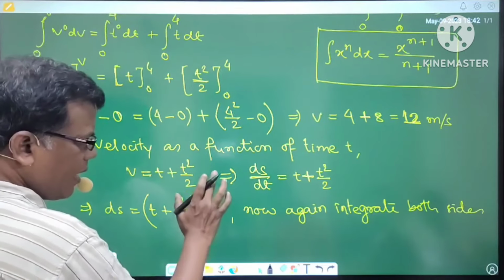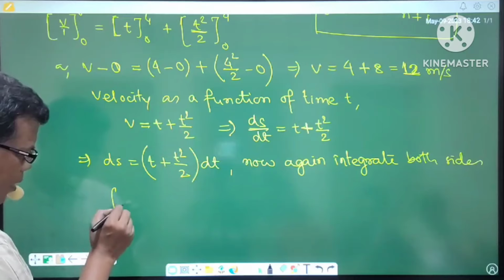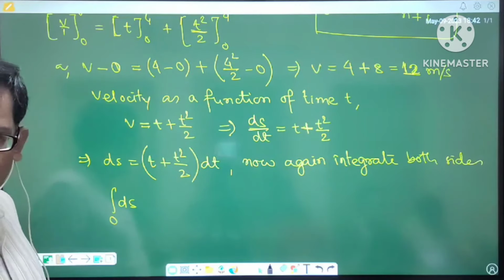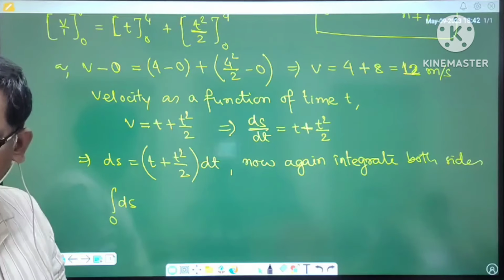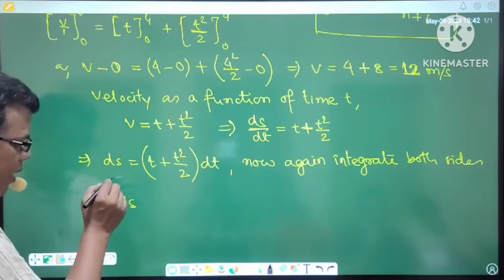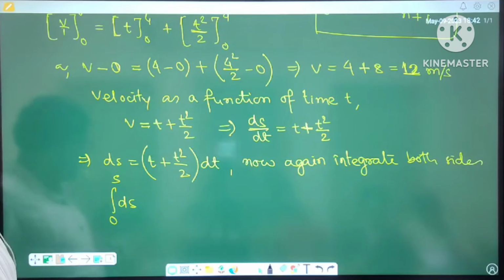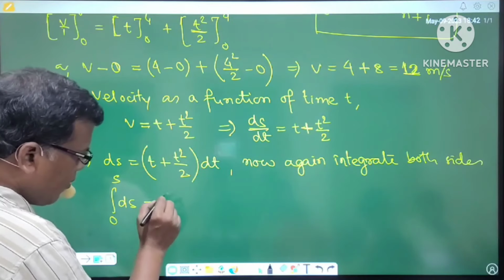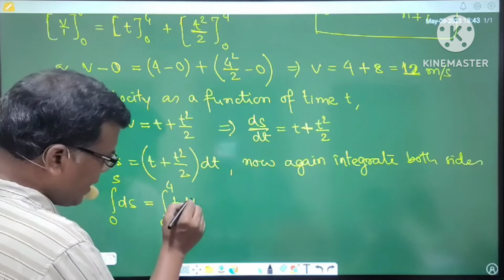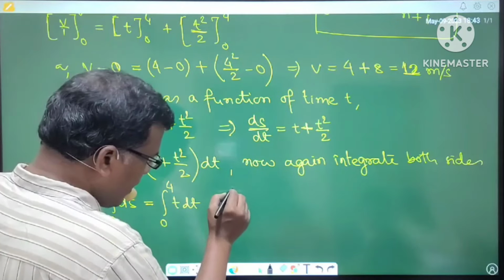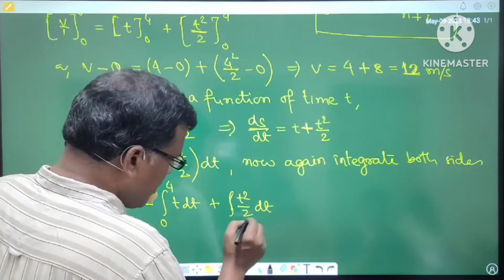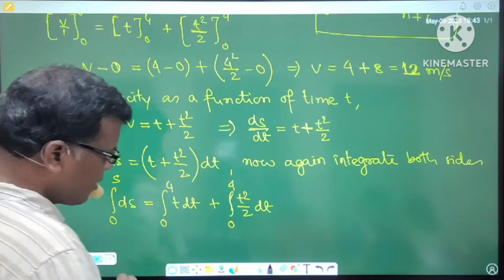Now if we integrate both sides, what do we get? For ds, the particle begins from s equal to 0, the position from where the particle begins the motion is the initial position s equal to 0, the final position is likely to be s distance away, and the limit of t will be 0 to 4. So 0 to 4, first part will be t dt, second part will be integration of t square by 2 dt for limit 0 to 4. 4 seconds is the displacement.